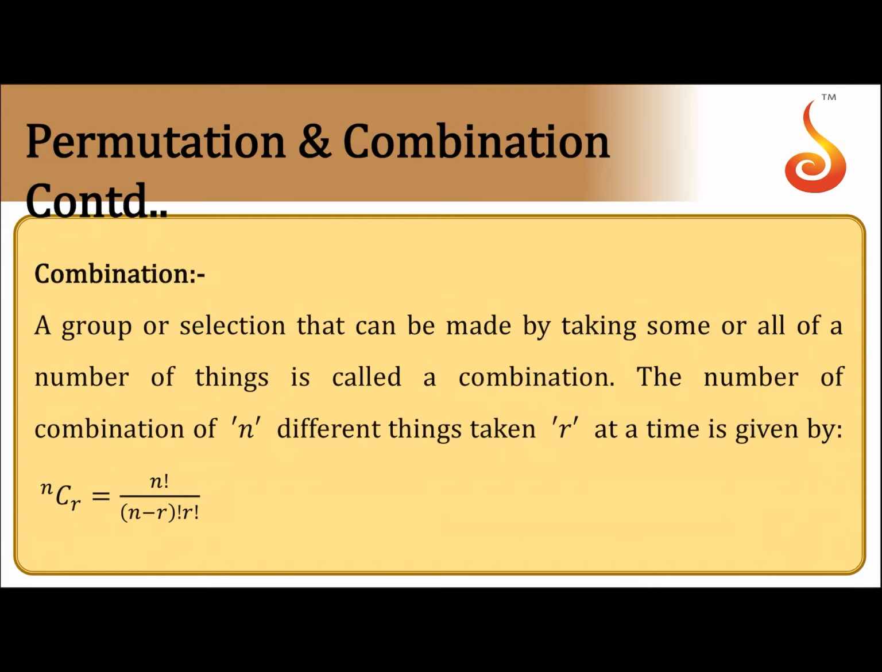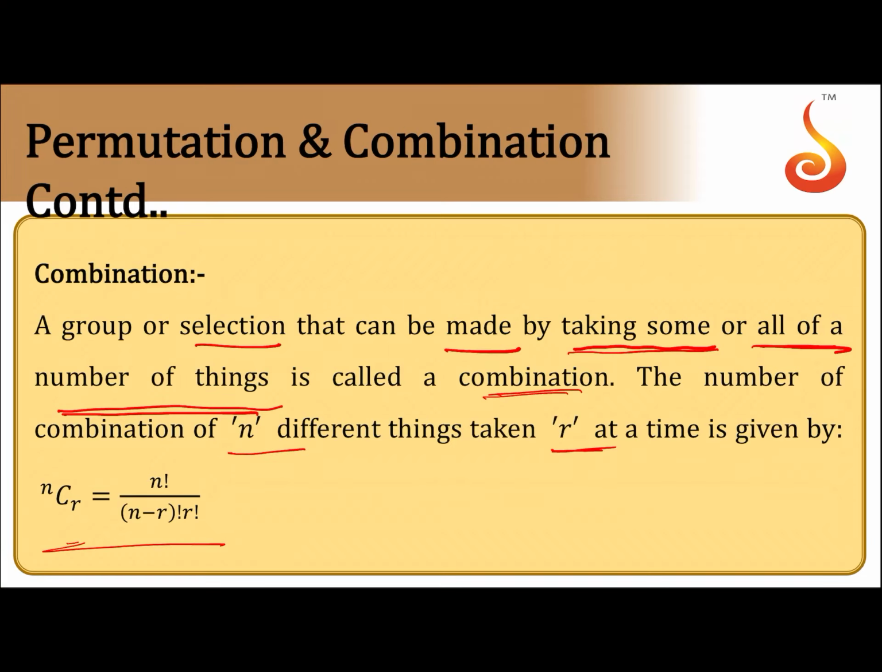Coming here, the next one, combination. Each selection that can be made by taking some or all of the given things is called a combination. The number of combinations of n different things taken r at a time is given by the formula nCr equals n factorial divided by (n minus r) factorial into r factorial.